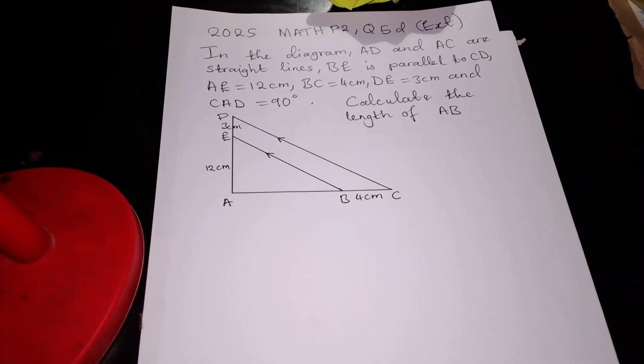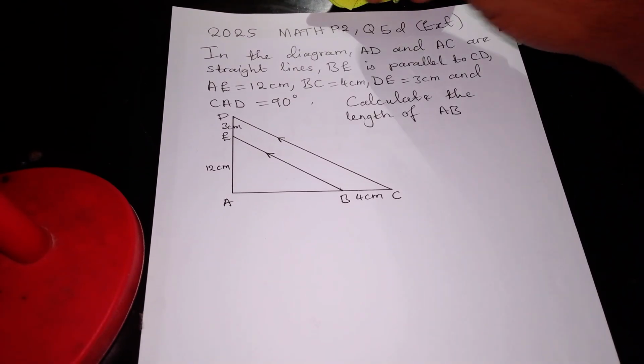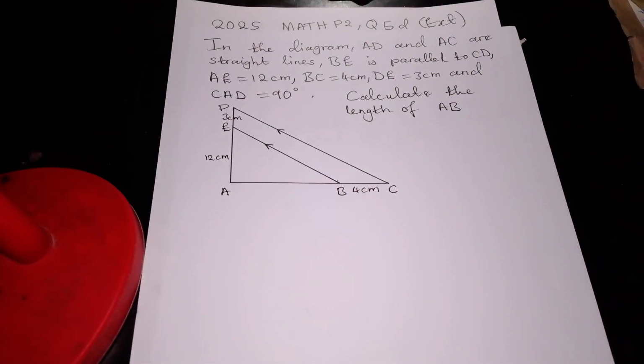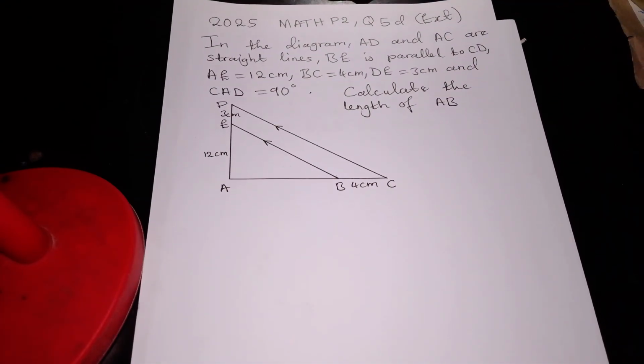Okay, 2025 Math Paper 2, question 5D. This was an external paper. So the easiest way to solve a problem like this is to separate these two triangles first. But let's read the question.